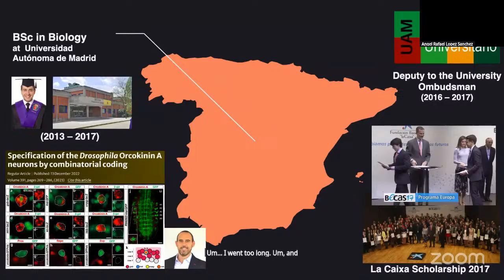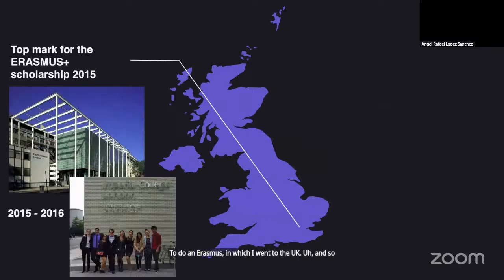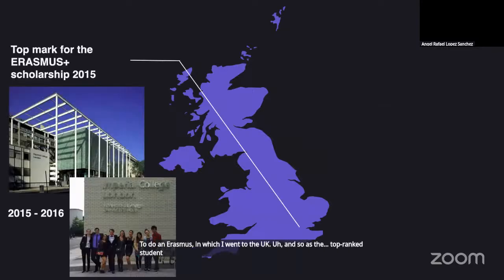And so my achievements during my undergrad granted me the La Caixa Fellowship, which is a very prestigious scholarship that then helped me fund my master's. But within my bachelor's, I was also given the opportunity to do an Erasmus, in which I went to the UK. As the top-ranked student for my university, I could have first pick, and I picked Imperial College, and I studied my undergrad there for a year.